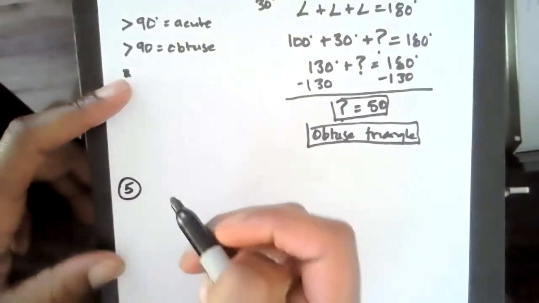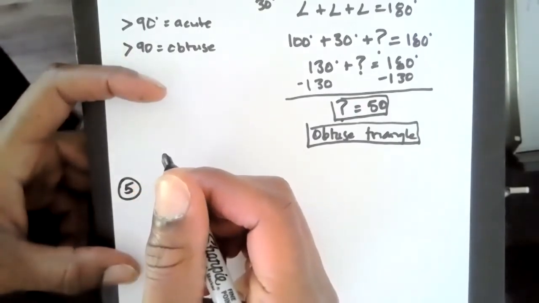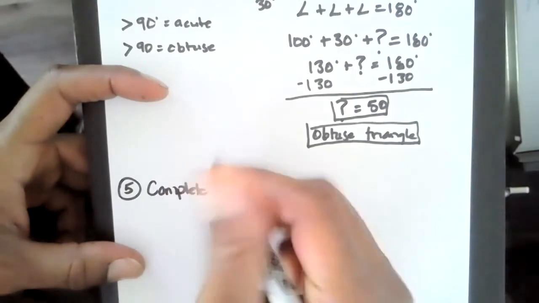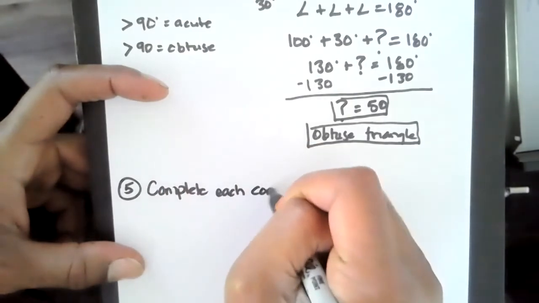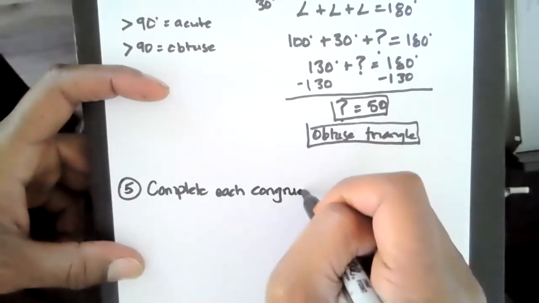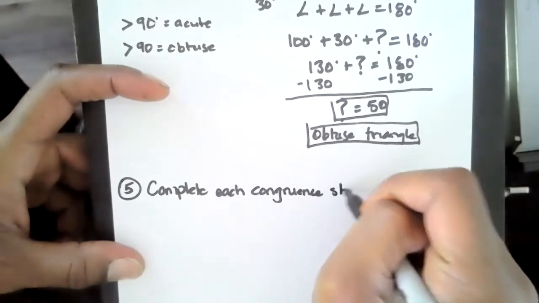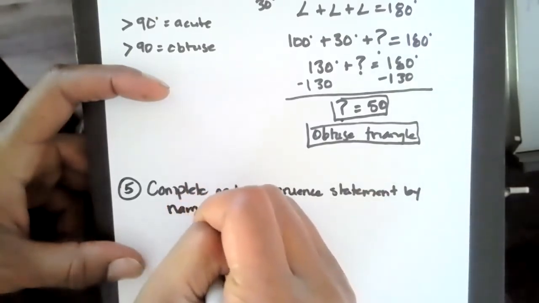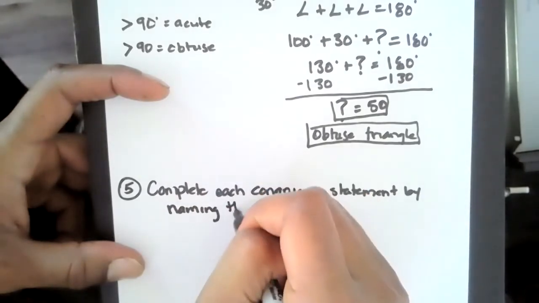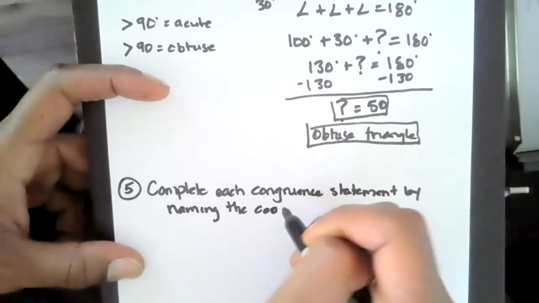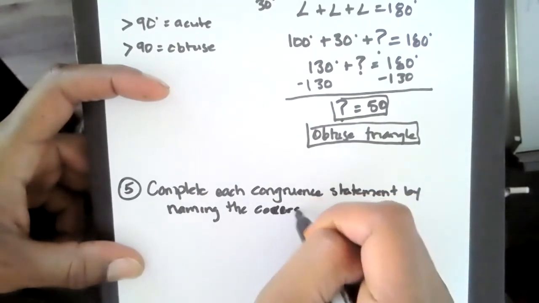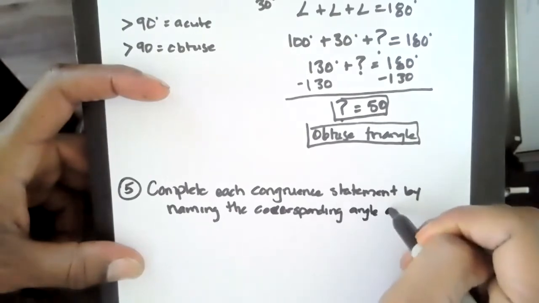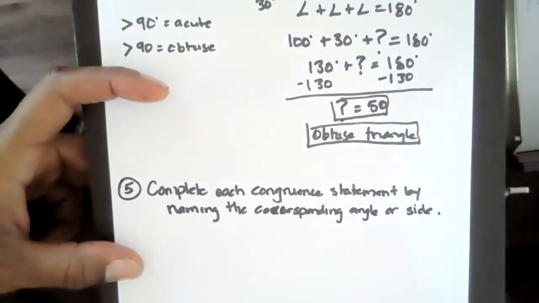Number 5. It says, complete each congruence statement by naming the corresponding angle or side. Okay?